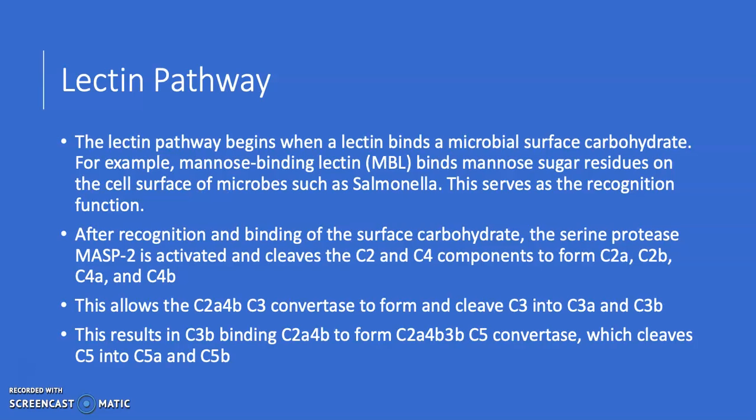The lectin pathway begins when a lectin binds a microbial surface carbohydrate. An example of this would be mannose-binding lectin, or MBL. This lectin binds mannose sugar residues on the cell surface of microbes, such as Salmonella, and it serves as the recognition function for this pathway.